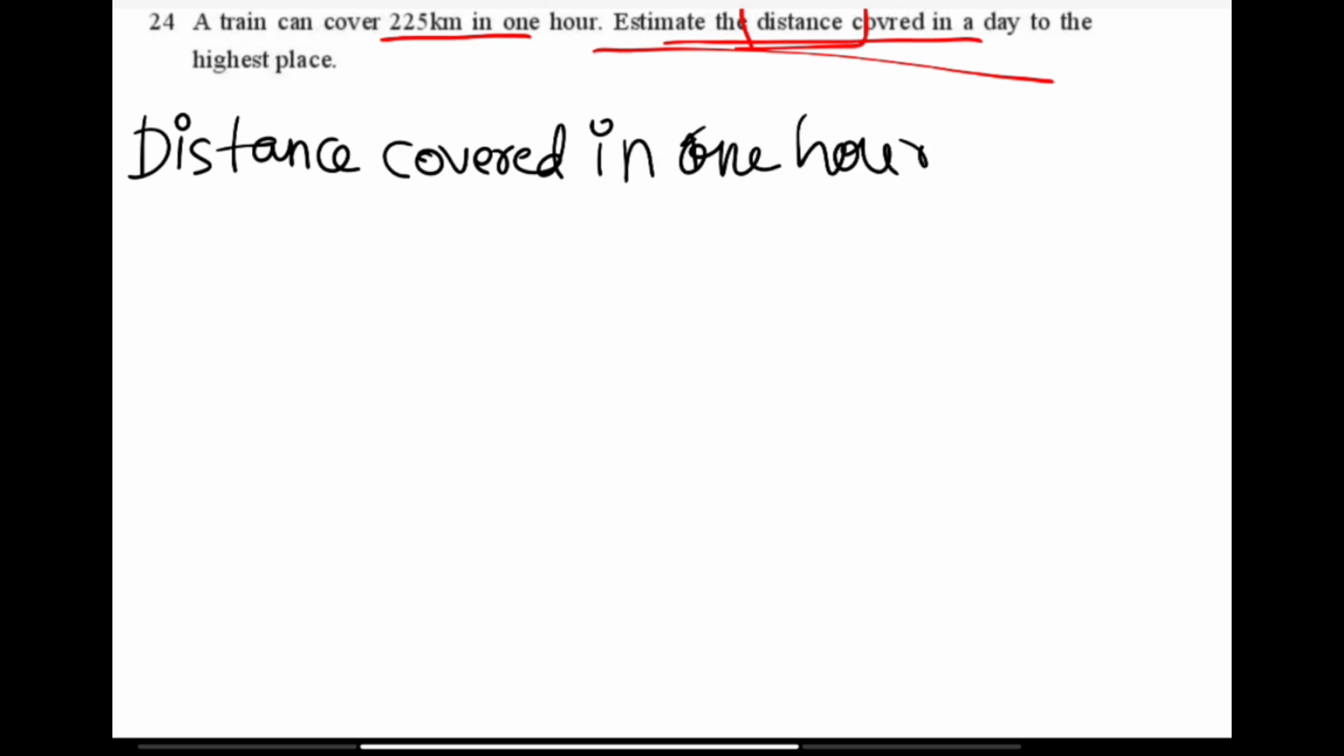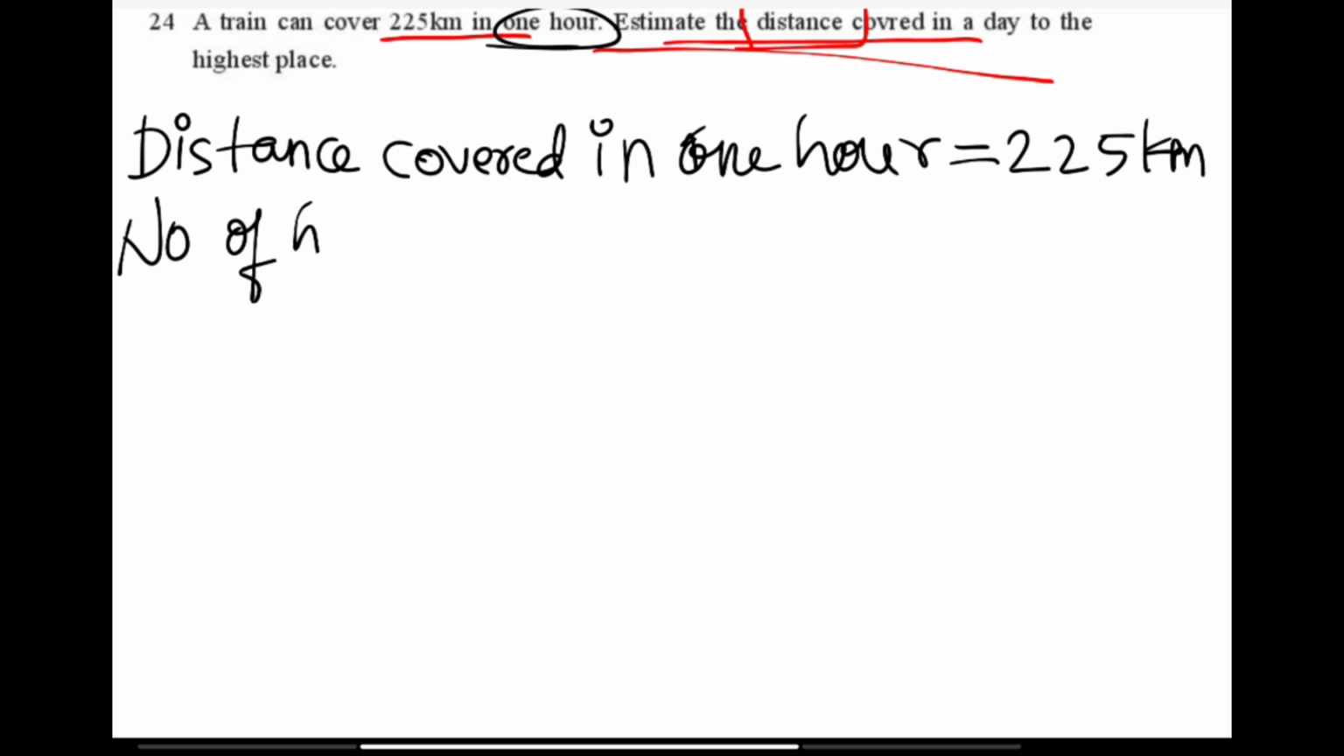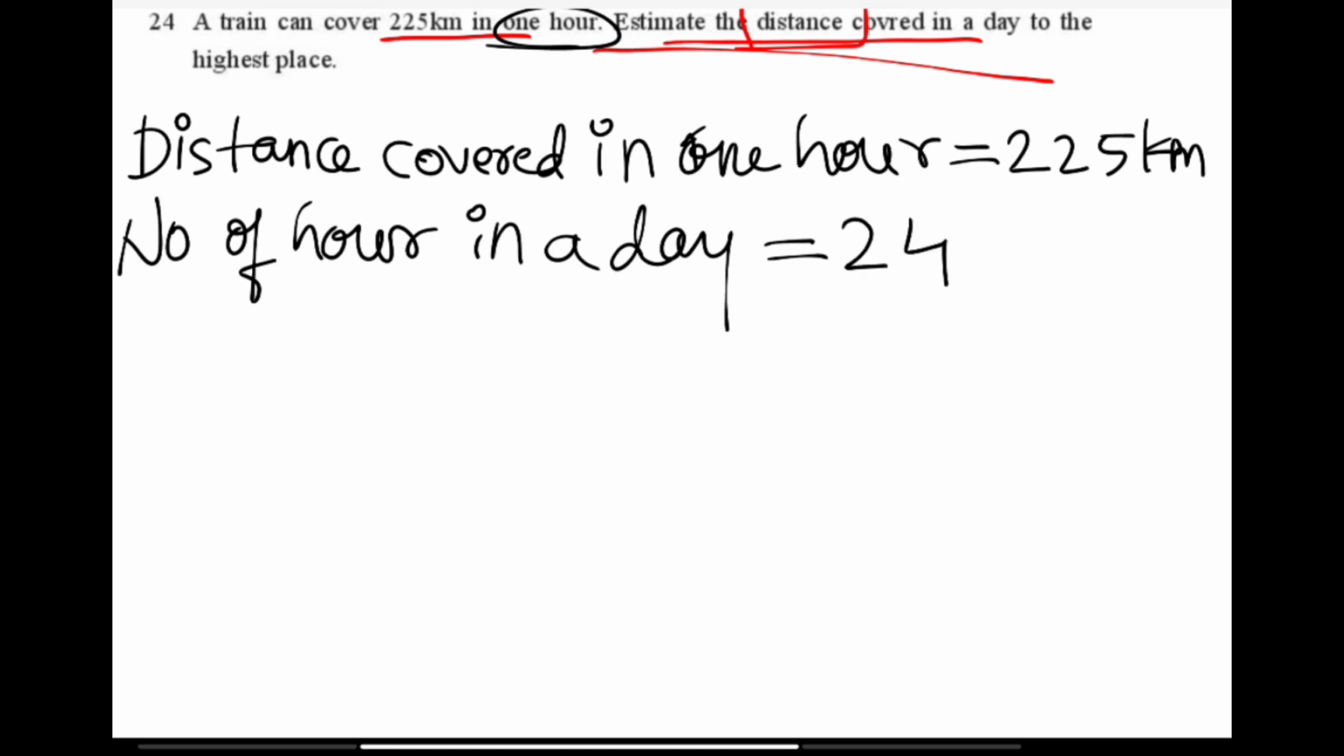So how much is it? It is 225 kilometers, right? Next one, in 1 hour. So the number of hours in a day. How many hours are there in a day? That you have to find out. Number of hours in a day. So how many hours will be there in a day? That is 24 hours, right?